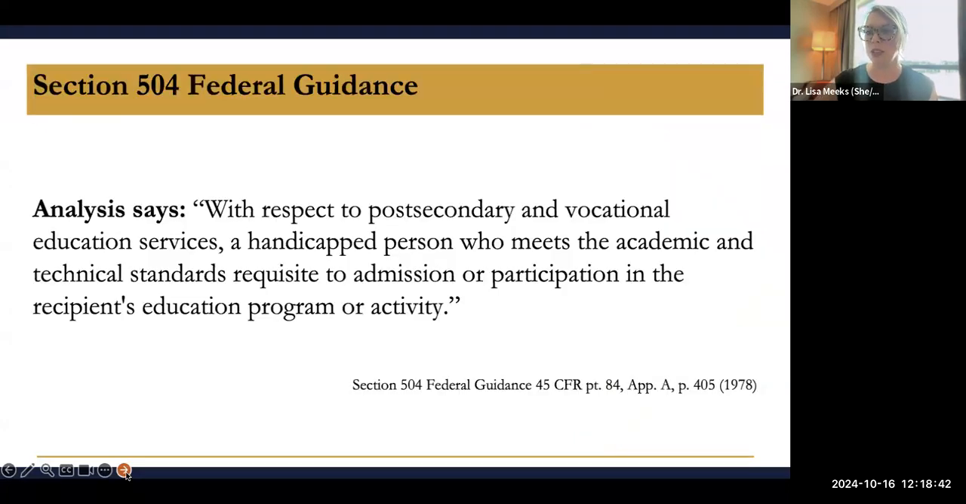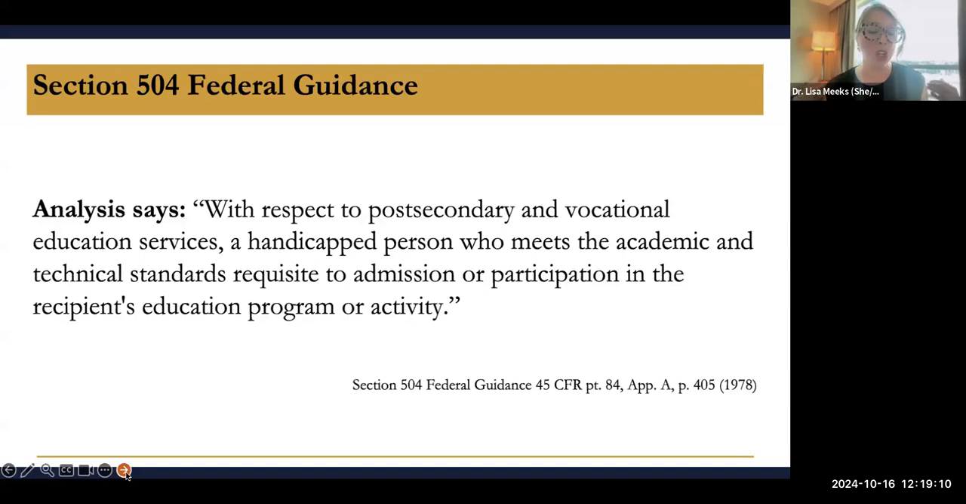So what does the law say? Well, in terms of technical standards, it doesn't really appear anywhere in the law, none of the three federal laws that we've talked about. And it's really not defined well in the regulations of these laws either. But in 1978, 5 years after the Section 504 language became the law, the term was referenced, but not well defined. So it was very, very deep in the regulations.